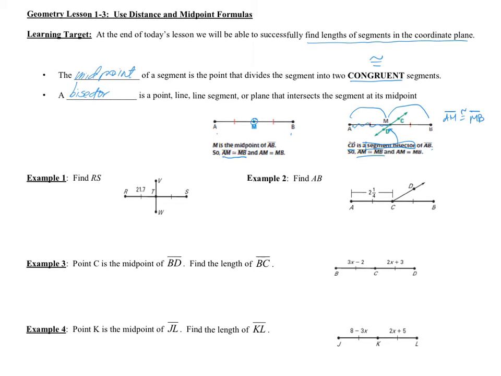Example 1, find RS. So that would be the length from point R to point S. So we need to take 21.7 and double it. So that would be 43.4.